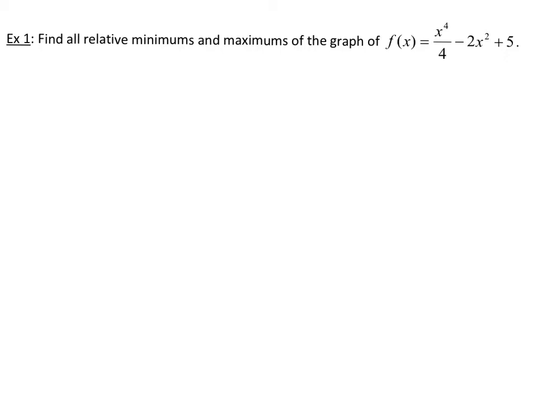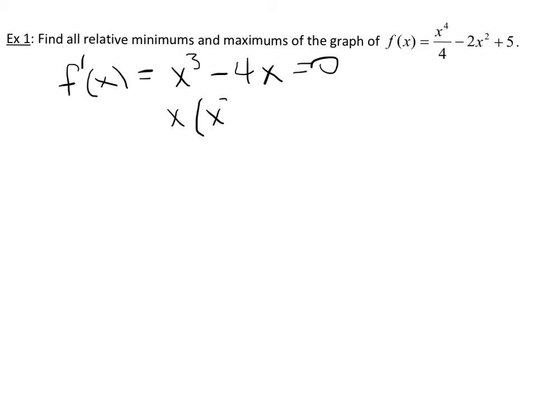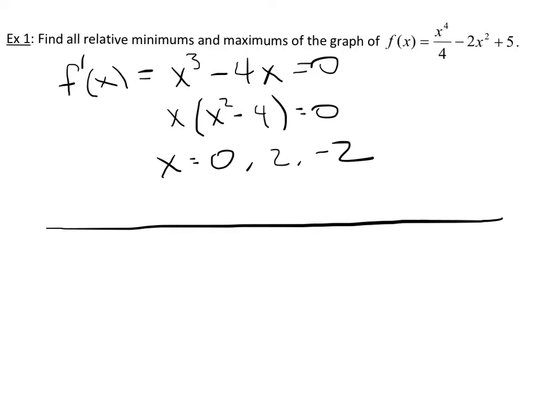Example 1. Find all relative minimums and maximums of the graph of f. Step 1, find the derivative. So f prime of x would be x cubed minus 4x. And set it equal to 0. So I'll factor this, x squared minus 4 equals 0. So I know x is equal to 0, 2, and negative 2. Now we're going to draw a number line, and we're going to put our critical points on there. 0, negative 2, and 2. Next step is testing the intervals.